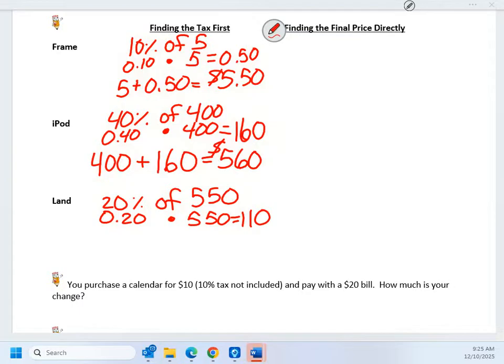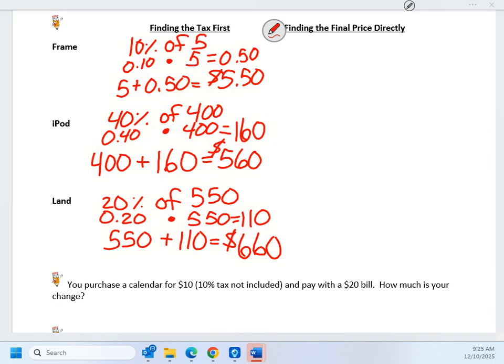So now we have our original $550. We're going to increase it by that $110, and we get $660. Any questions on that method? Okay, now we have that second method.